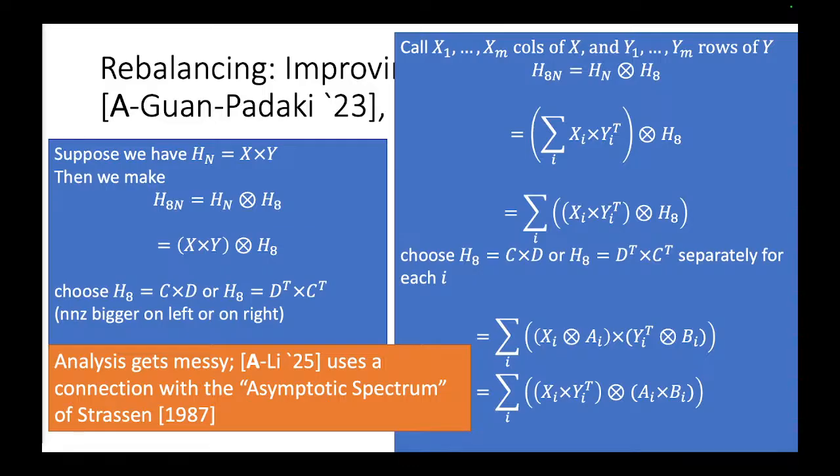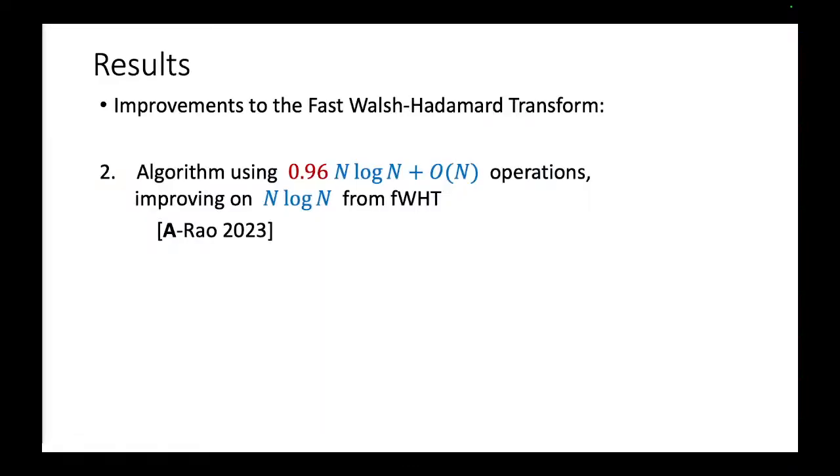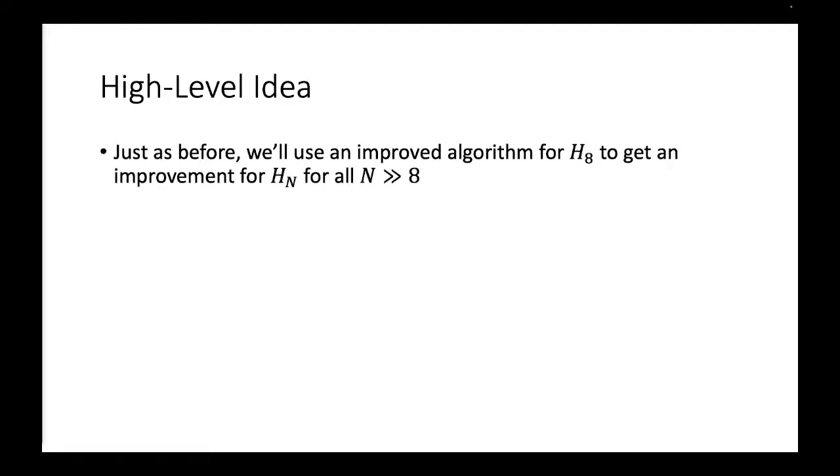Okay. So that's the depth 2 circuit. I want to talk about the unbounded depth circuit now. So improving this leading constant from 1 to 0.96 if we don't care about the depth of the circuit. And the high-level idea is very similar to what we've been doing. We're going to use an improved algorithm for a fixed Walsh-Hadamard transform, in fact, the 8x8 one again, to get an improvement for all Walsh-Hadamard transforms.